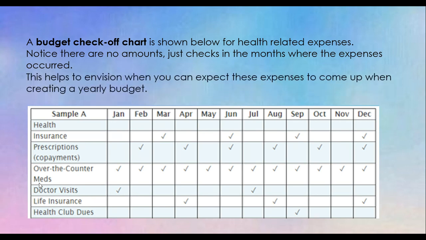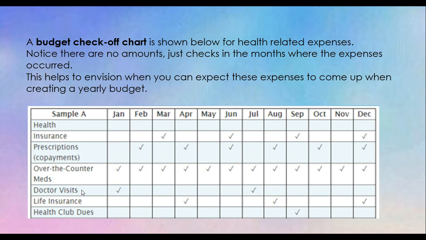This helps you visualize when you're going to have certain expenses. Notice that our over-the-counter is every single month. Every other month is our prescriptions. Insurance is 1, 2, 3, 4, quarterly, so every 3 months you're paying for insurance. Doctor's visits are twice a year. Life insurance maybe 3 times a year. And in this particular example, they're paying for the gym or other health club dues once a year. Mine would have checks all across the entire thing, and so on and so forth.